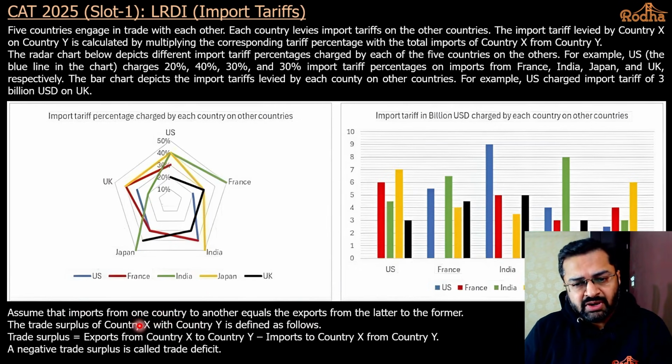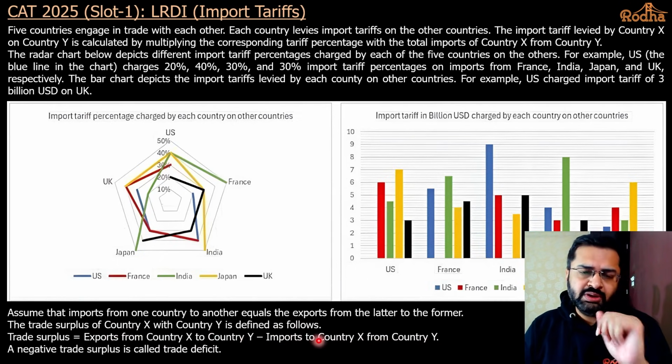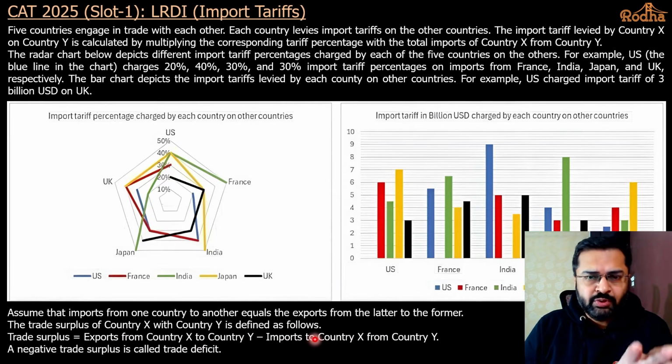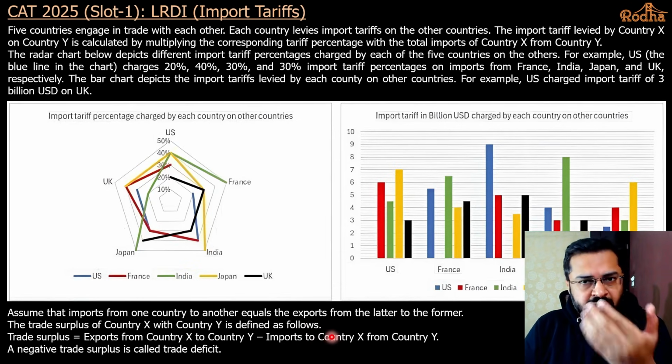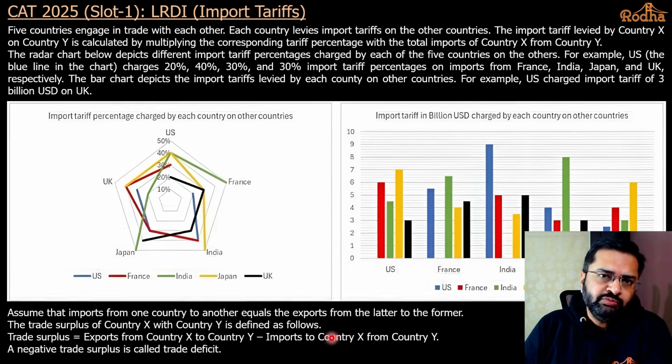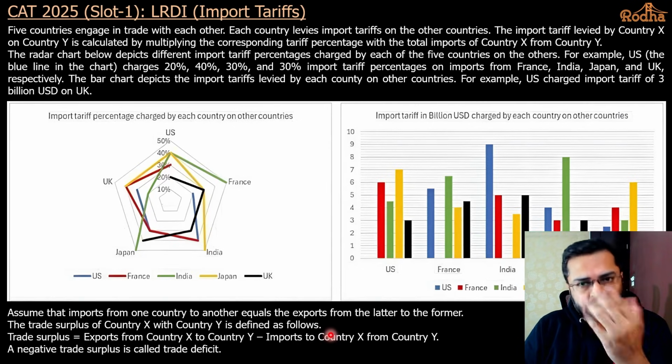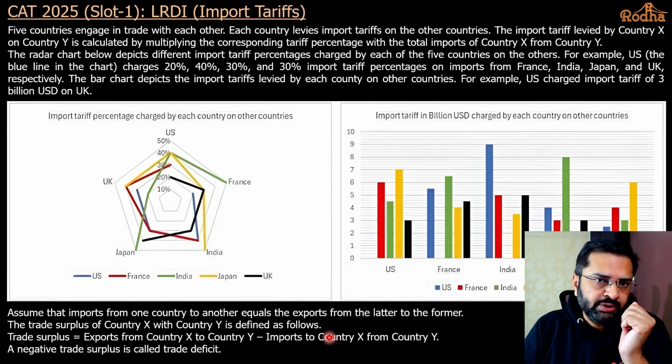The trade surplus of country X with country Y is defined as follows: exports from country X to country Y minus imports to country X from country Y. So if you are exporting more, it's a trade surplus. For example, if India exports to France goods worth 10 billion US dollars and imports from France goods worth 8 billion US dollars, then there will be a trade surplus of 2 billion US dollars.